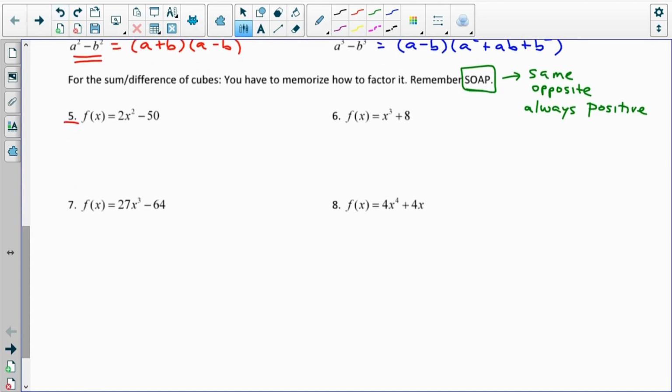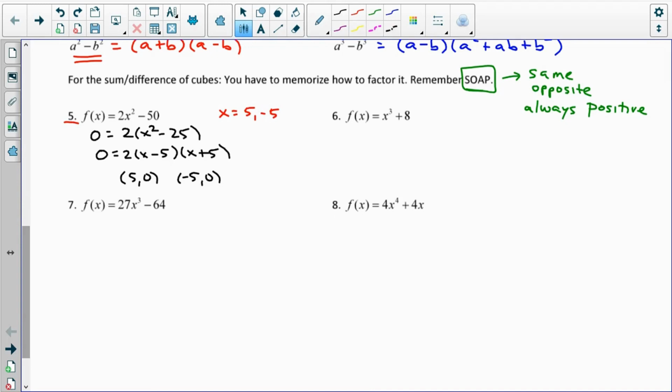5, 6, 7, and 8. First thing, I'm going to set this equal to 0. There's a GCF here. I can factor this into x minus 5, x plus 5. So my intercepts are at (5, 0), (-5, 0). And if the question was asking to solve for x and it was equal to 0 at the beginning, I would write 5 and negative 5 as my two answers.